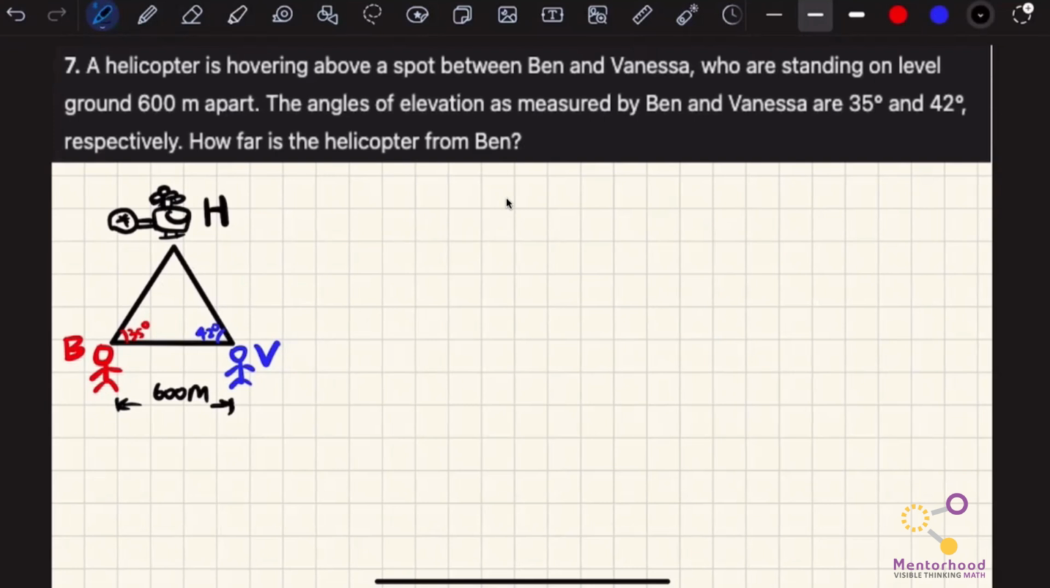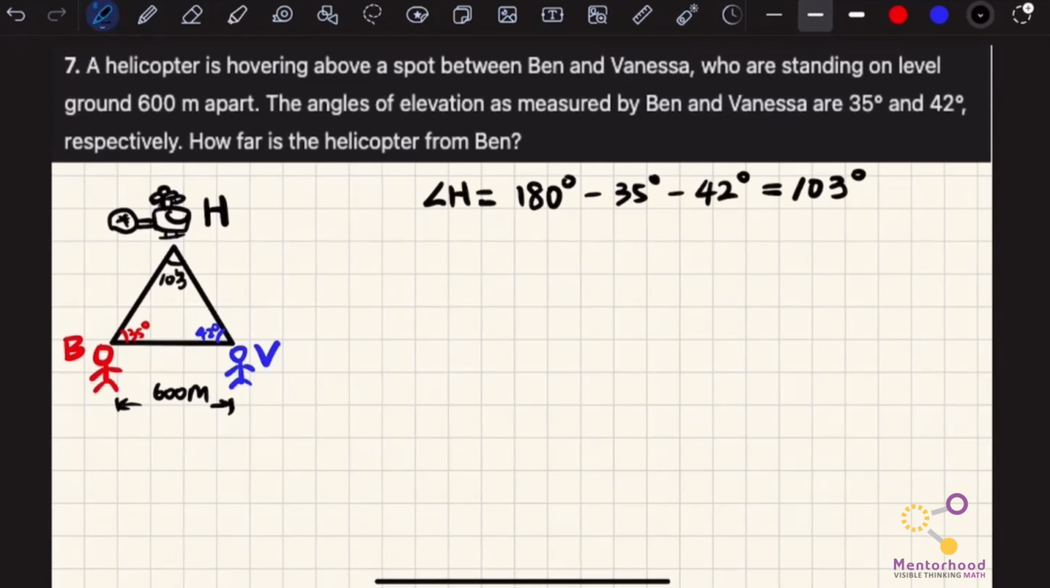We know the triangle's interior angles should add up to 180 degrees. Therefore, for angle H, we can use 180, take away what Ben has, which is 35 degrees, take away Vanessa, 42 degrees, and we will get the answer. Okay, 103 degrees. So that means this angle will be 103 degrees.